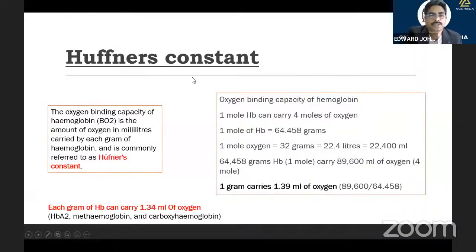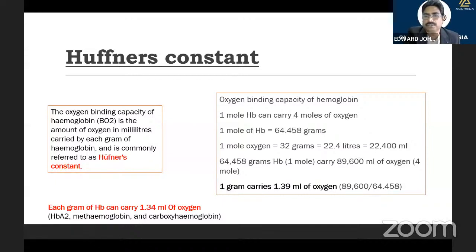So coming to the Hufner constant. What is the Hufner constant? The oxygen binding capacity of the hemoglobin, that is the amount of oxygen in ml carried by each gram of hemoglobin, is commonly known as the Hufner constant. It can be estimated, and it can also be derived by a calculation. This calculation is a simple one. One molecule of hemoglobin carries 4 molecules of oxygen. So 1 mole of hemoglobin is 64 grams molecular weight. 1 mole of oxygen, that is 32 grams molecular weight, gives up 22.4 liters of volume according to Avogadro's hypothesis.